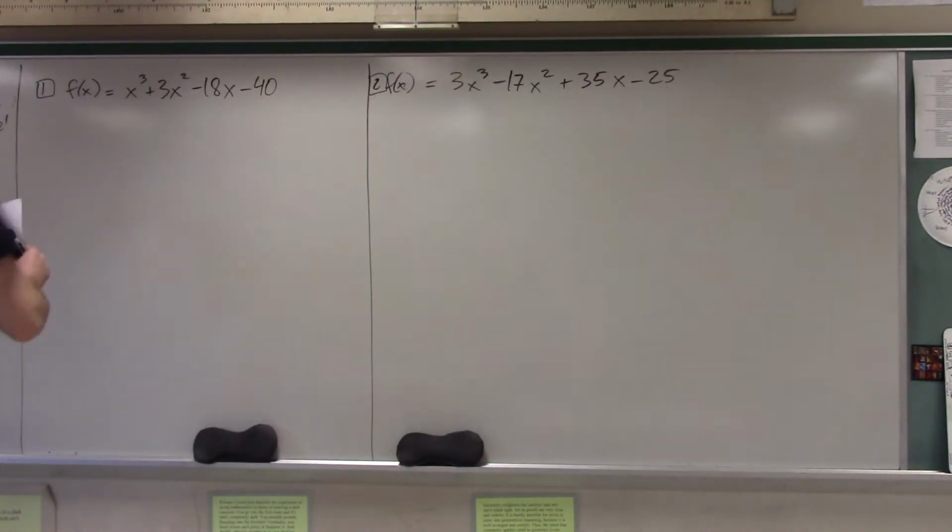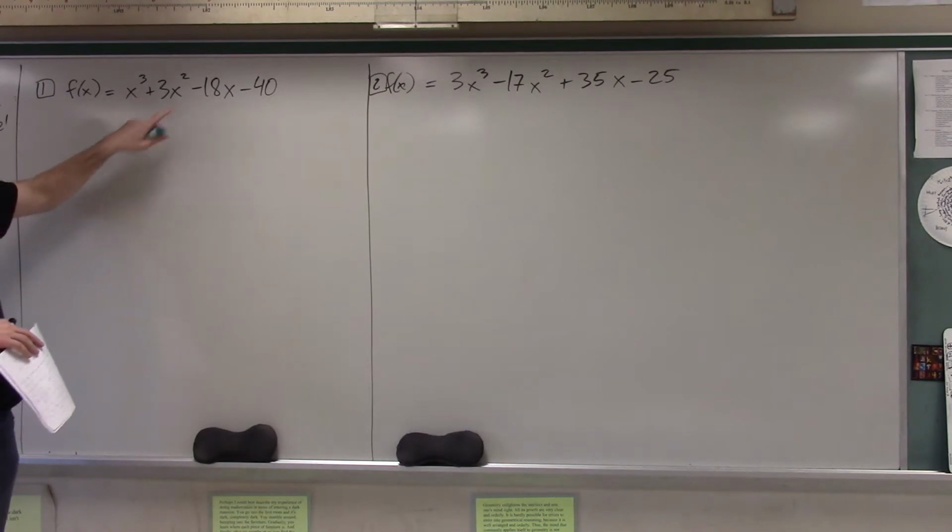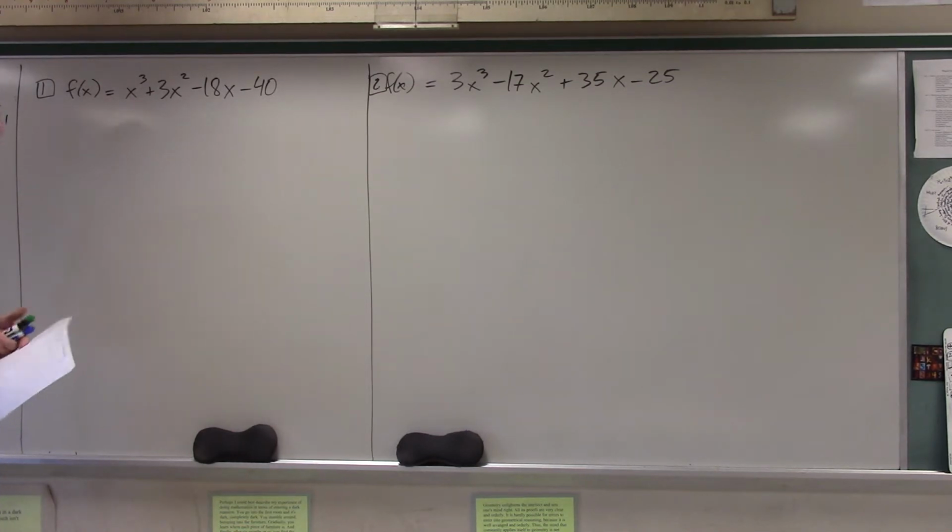Okay, finishing up from class, because we ran out of time a little bit. I now have a polynomial f(x) = x^3 + 3x^2 - 18x - 40, and we want to find the roots of this thing. Previously we would just do blind guessing using the law of ones as a guide.